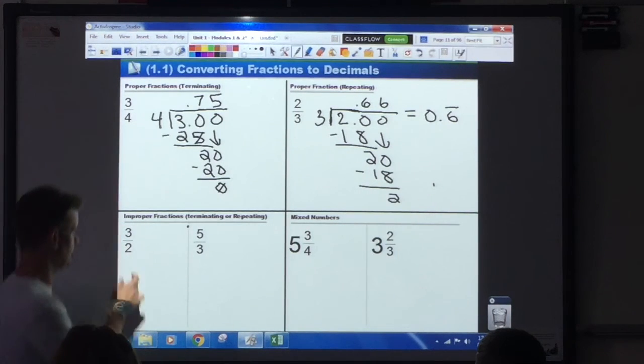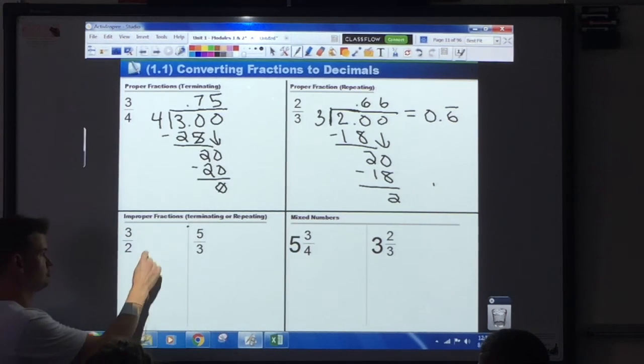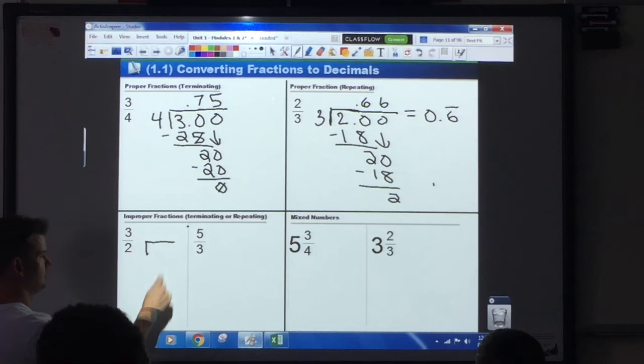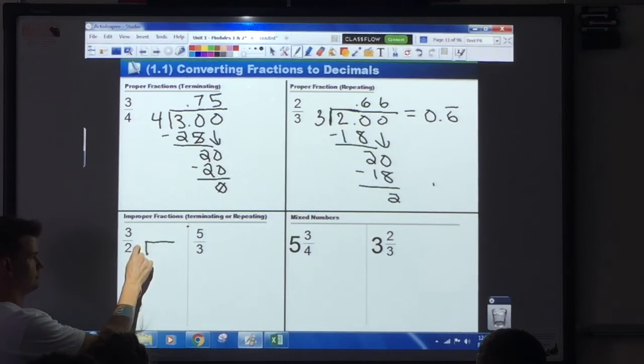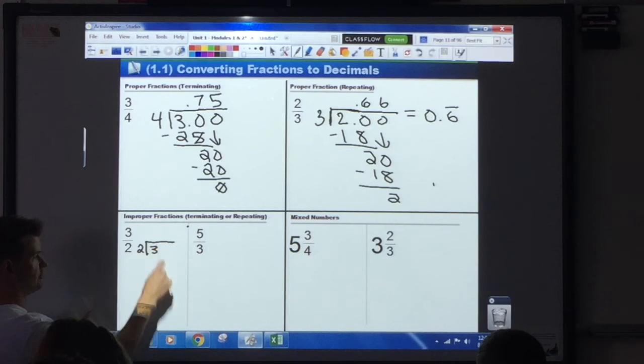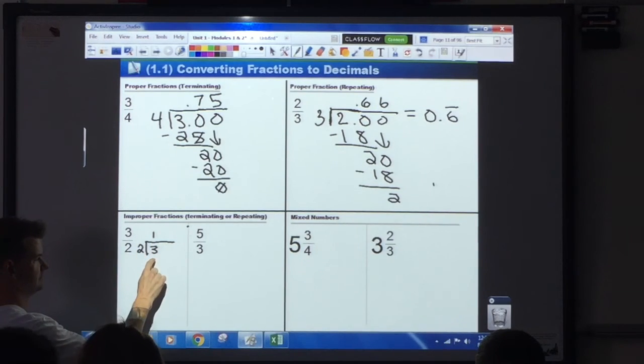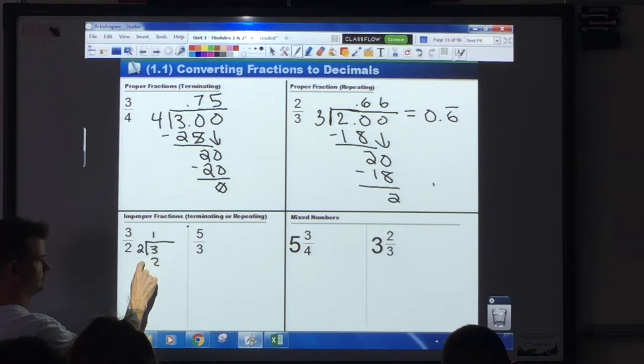3 over 2. We want to turn that into a decimal. So, you draw a little box. What goes on the outside? 2. What goes on the inside? 3. Can 2 go into 3? Yes, 1 times 2 is 2. Subtract it. 3 minus 2 is 1.